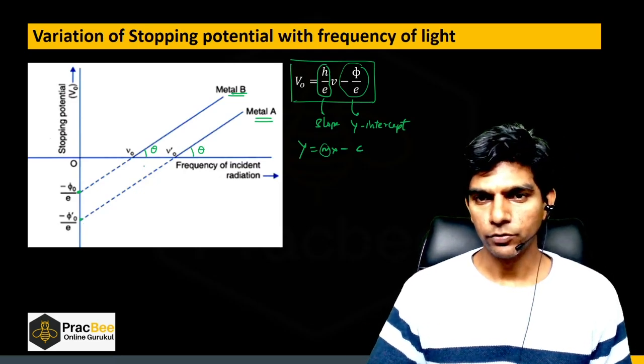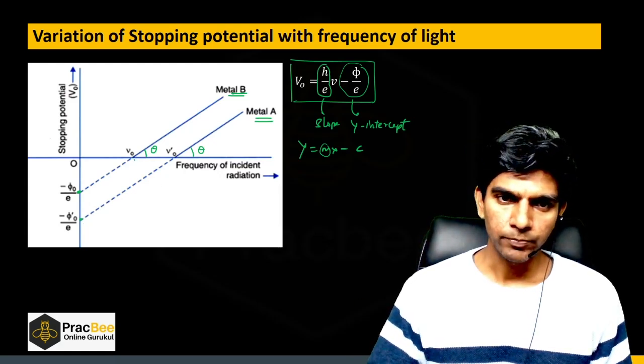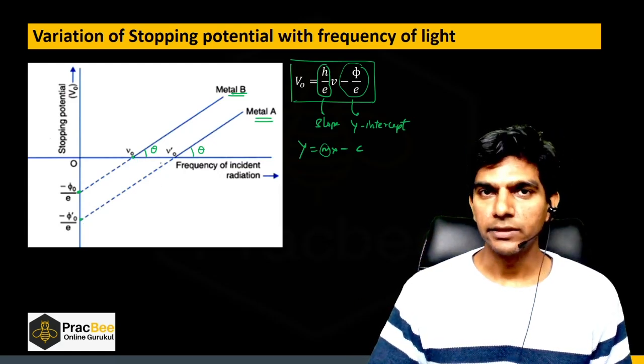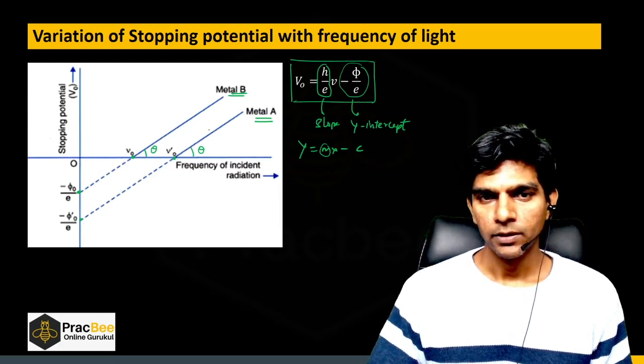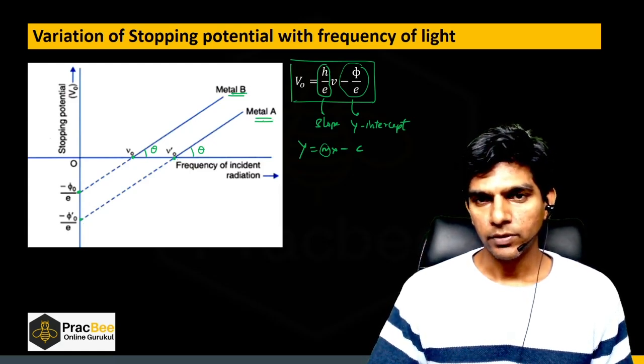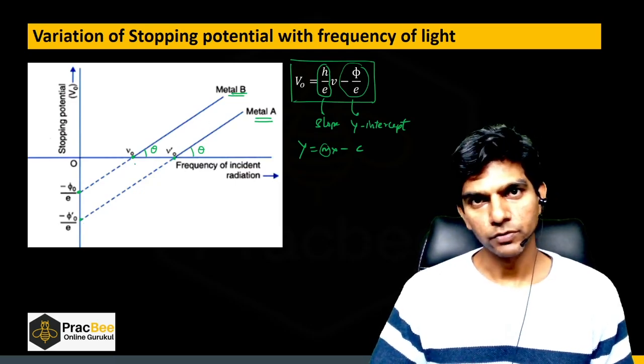And suppose if this graph is given to us and we want to find the threshold frequency, it will be given by the x-intercept of this graph. So these are the threshold frequencies. For different metals, the threshold frequency will be different, because the work function is different for different metals.